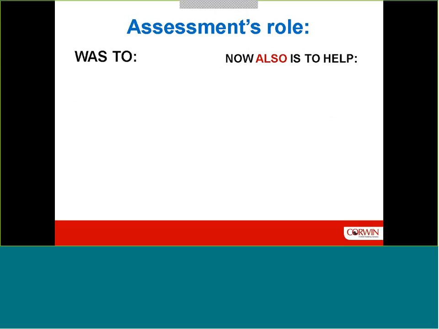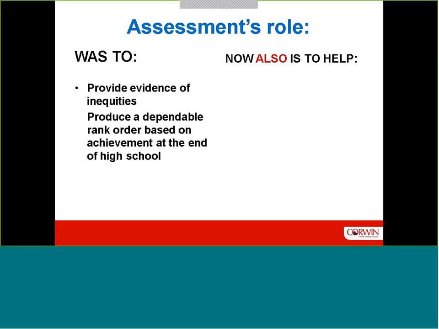The assessment's role used to be to provide evidence of inequities, produce a dependable rank order based on achievement by the end of high school, and serve as a basis for separating the winners from losers. This is what assessment did and does. The grading process was intended to do this. In addition, however, we're not absolved from that.